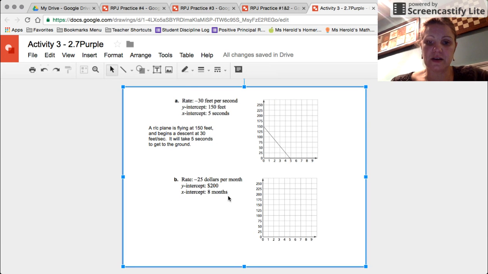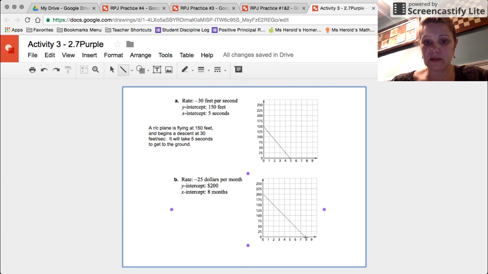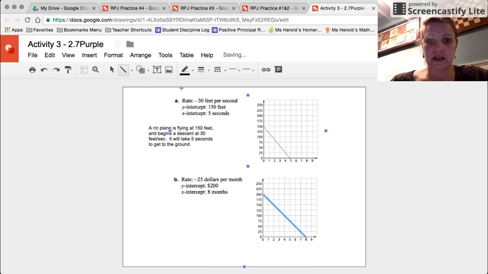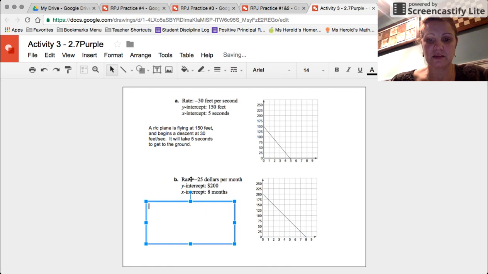Let's take a look at the other one. This has a y-intercept of 200, so let me graph that line. Y-intercept of 200 is going to look like this. The x-intercept is 8 months. And maybe what's a story that would start at 200 and subtract 25?